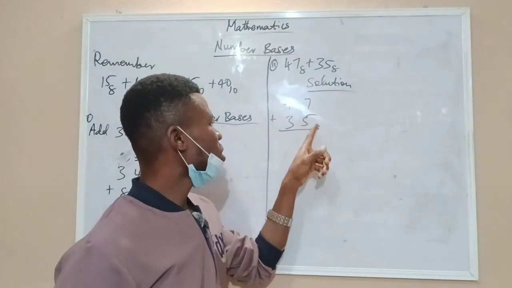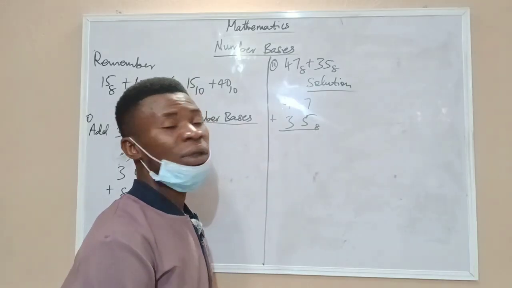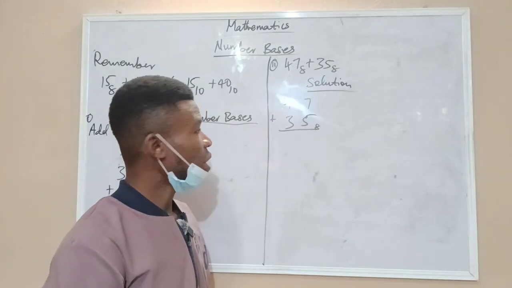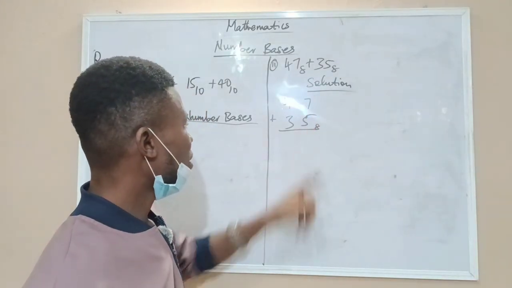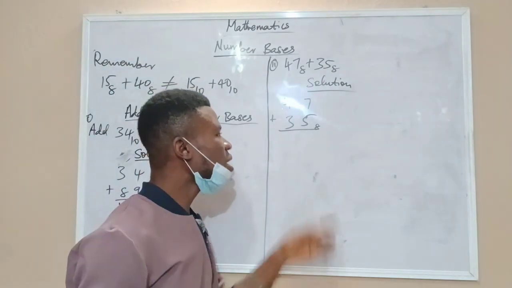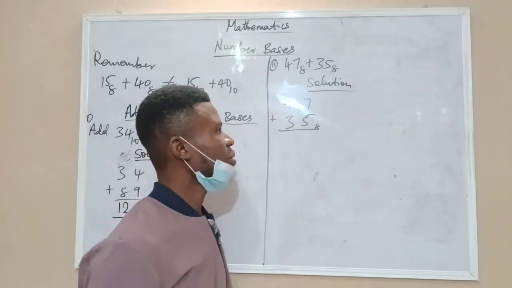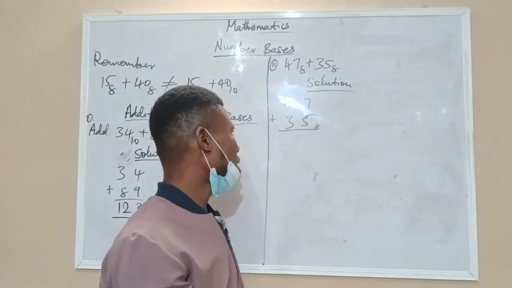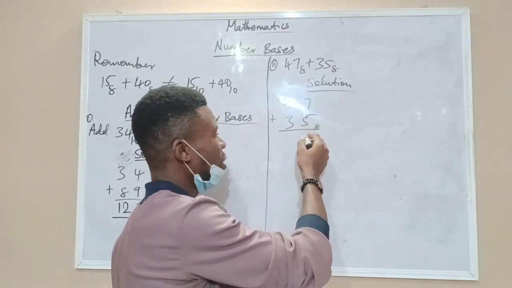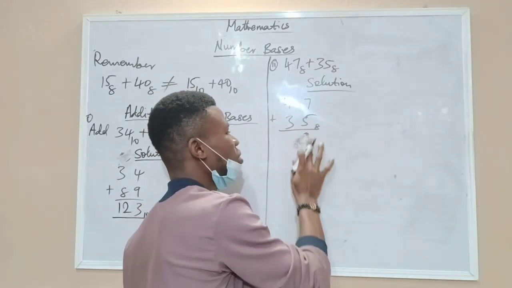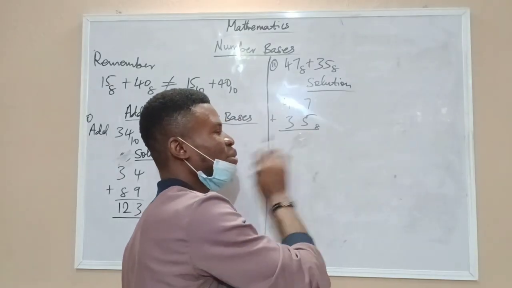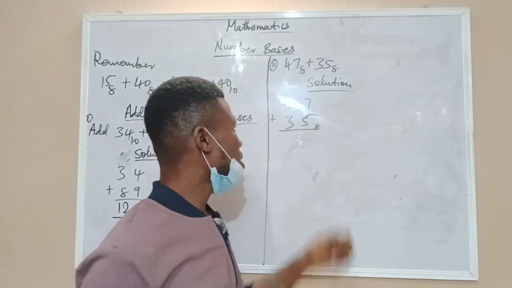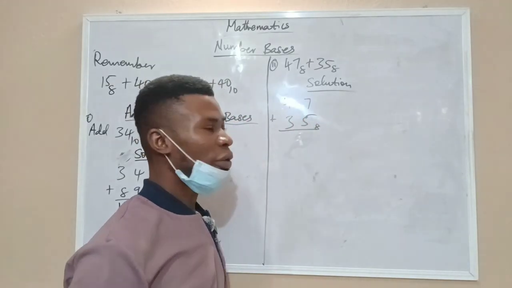Now 7 plus 5 is 12, right? Since this is in base 8, we don't do the normal addition where we write 2 and carry 1. We don't do it here because this is in base 8, not base 10. So what we do is 7 and 5 is 12.